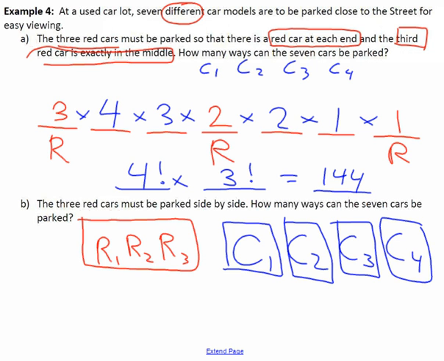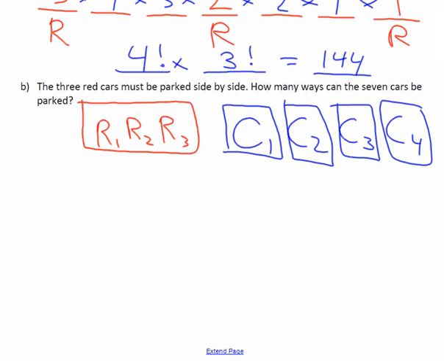Does that make sense? So then if this is 1 big car, right? How many cars do you have then? 5. 1, 2, 3, 4, 5. How many ways to arrange 5 objects?